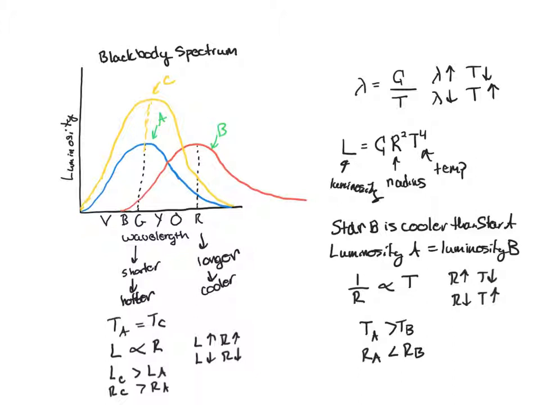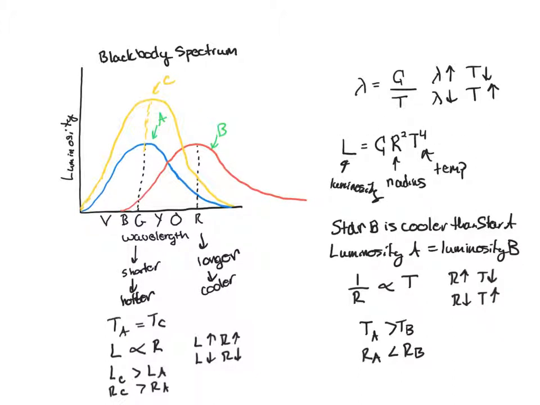Now, in order to use this relationship we just learned, one value has to be the same for both stars. So either the temperature of both has to be the same, or the luminosity of both has to be the same. In a blackbody spectrum, it doesn't directly give you size. You have to infer relative size based upon the blackbody curve using this relationship.